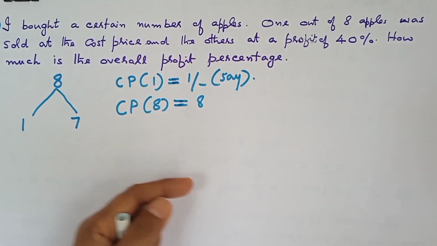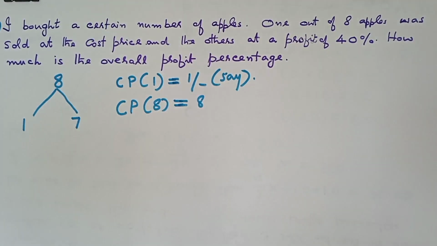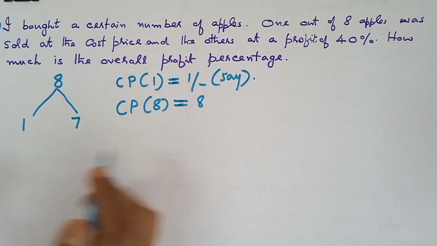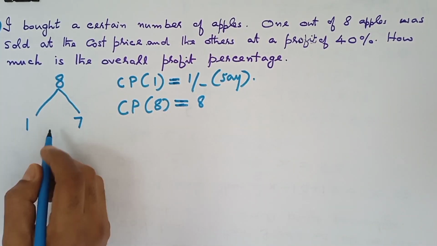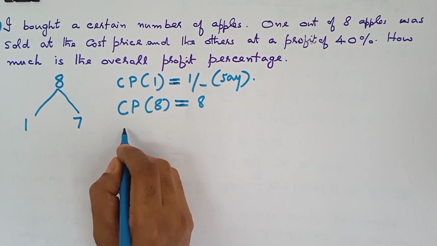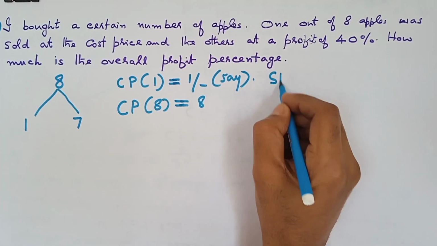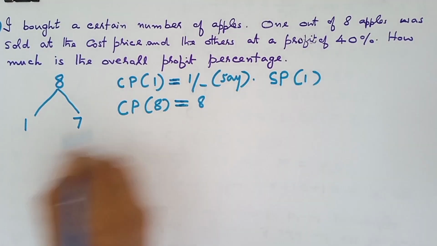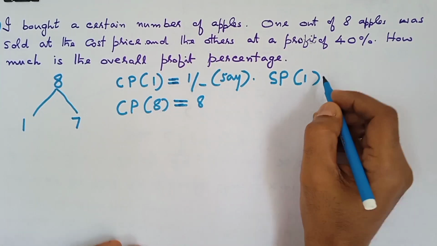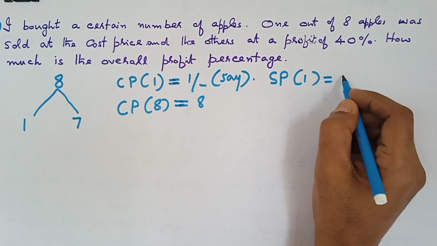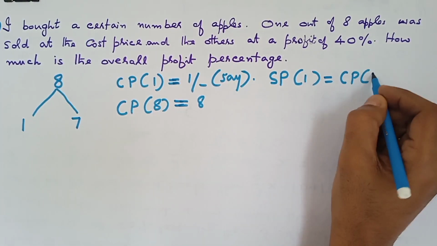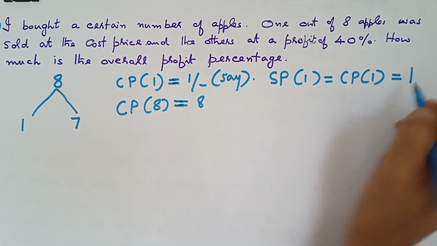Now to get profit percentage, you need to find out SP of 8. How does he sell these apples? It's divided into 1 and 7. So what will be SP of 1 apple at the same price as the price he bought it for, which is cost price of 1, which is 1.